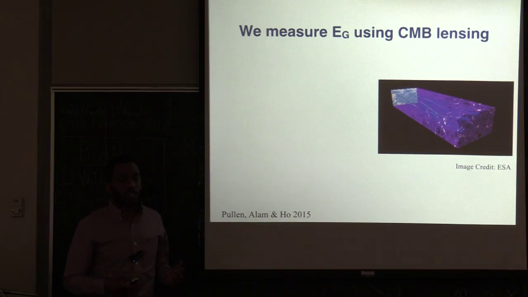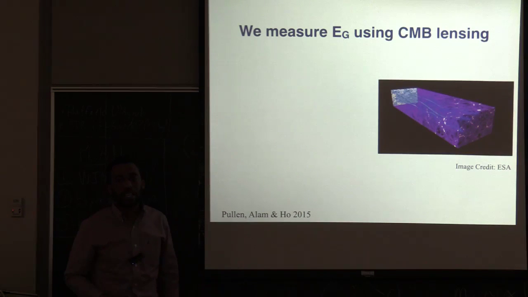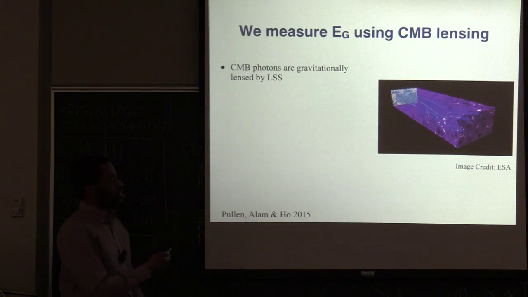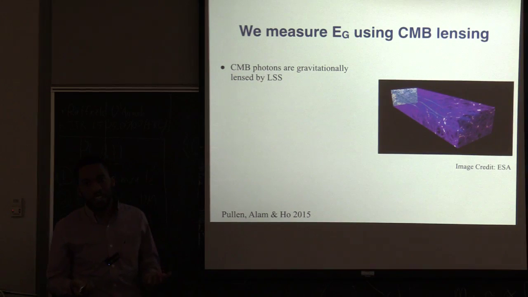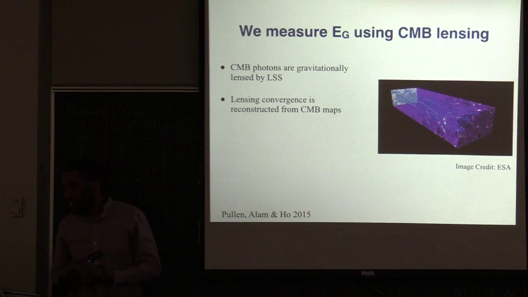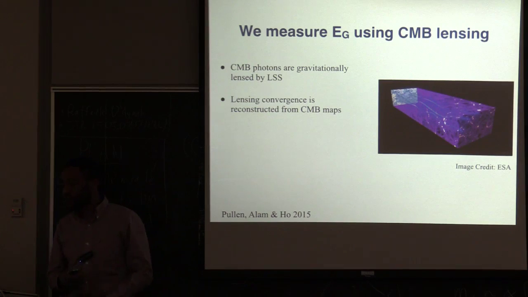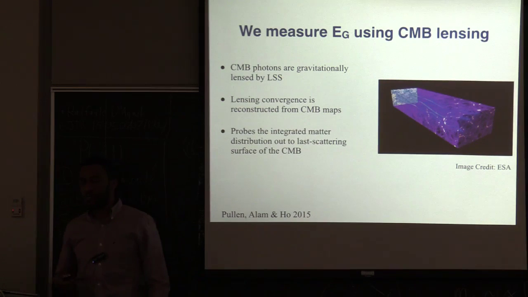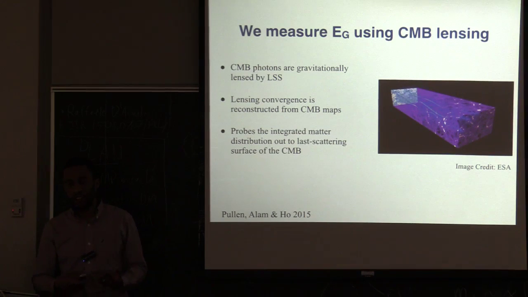However, we propose that instead of using galaxy lensing, you could use CMB lensing in order to probe this statistic EG. Specifically, just like photons from background galaxies, photons from the CMB will also be distorted due to gravitational lensing. The lensing convergence can be measured using maps of the cosmic microwave background. And then you can use this in order to probe the integrated matter density all the way out to the last scattering surface of the CMB.